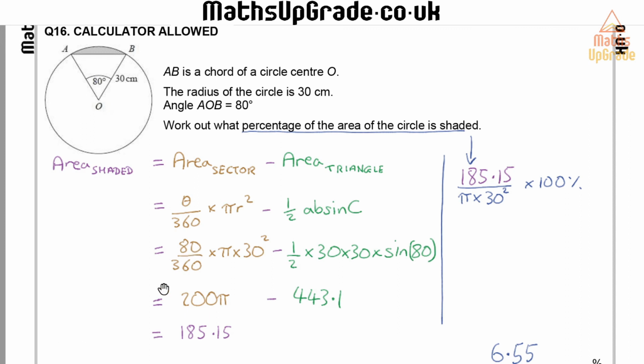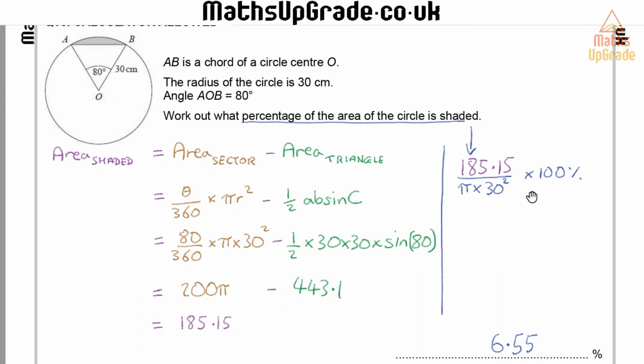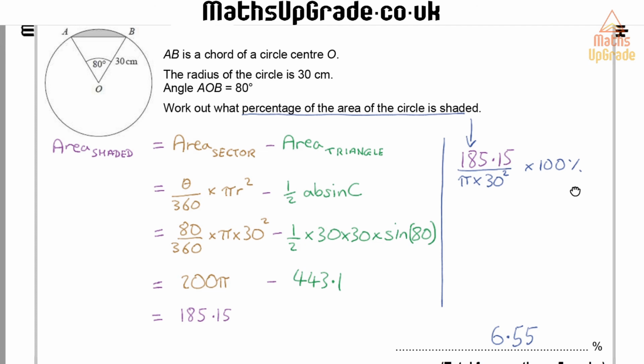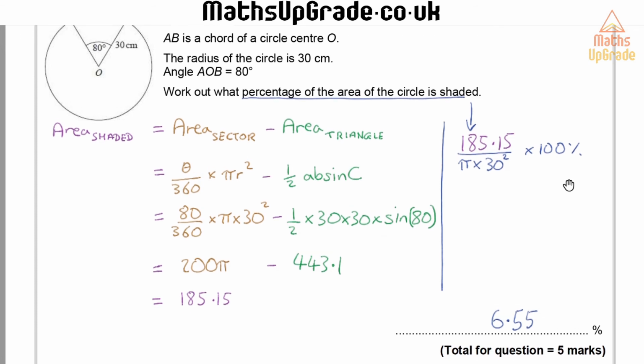which gives me 185.15. Now let's write that as a fraction of the area of the circle that's shaded. The area of the circle is just given by pi r squared. So 185.15 divided by pi r squared. To turn that into a percentage, I just turn that into a decimal with a calculator and times it by 100%. That gives me 6.55%, and that's the 5 marks.